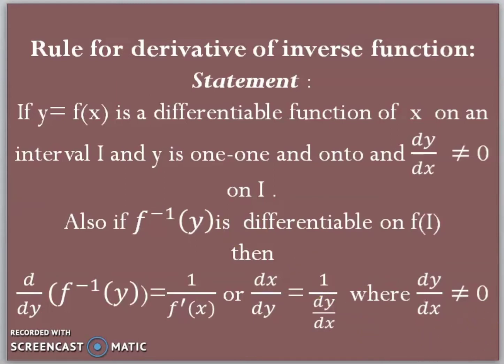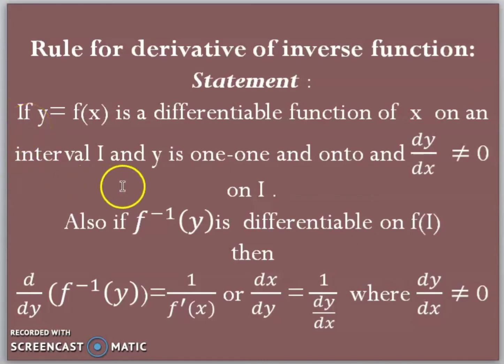Now this statement, if you look at it, is a little bit lengthy. So look at the first part. The first part is the condition part from here to here, and then you have the result part. In the first part, which is the conditions mentioned here, the first line says if y equal to f(x) is a differentiable function of x. That means dy by dx exists.